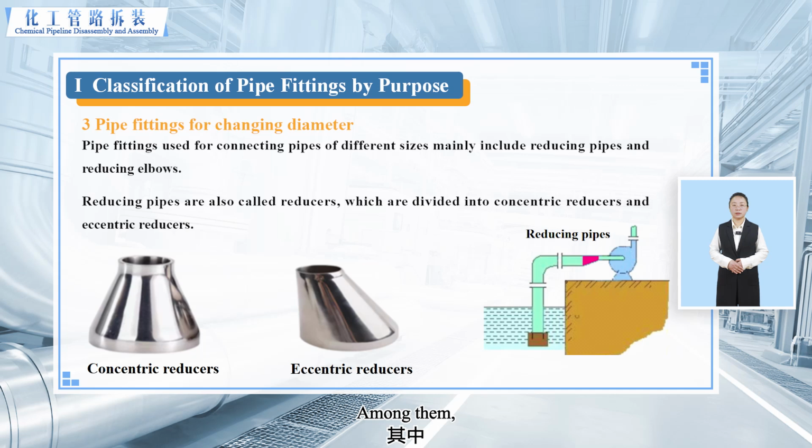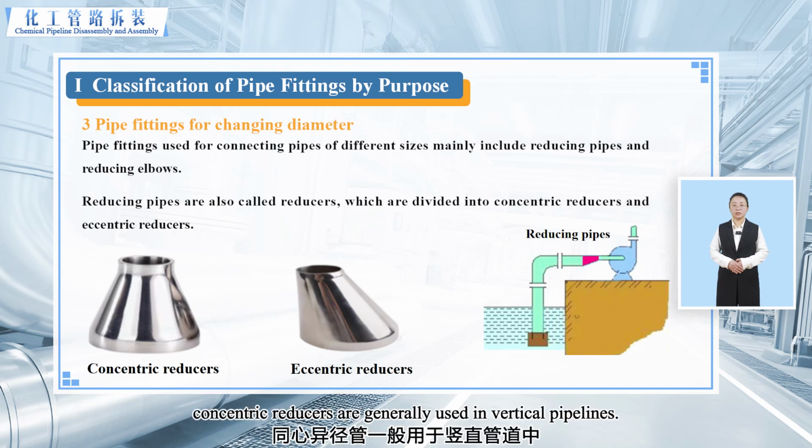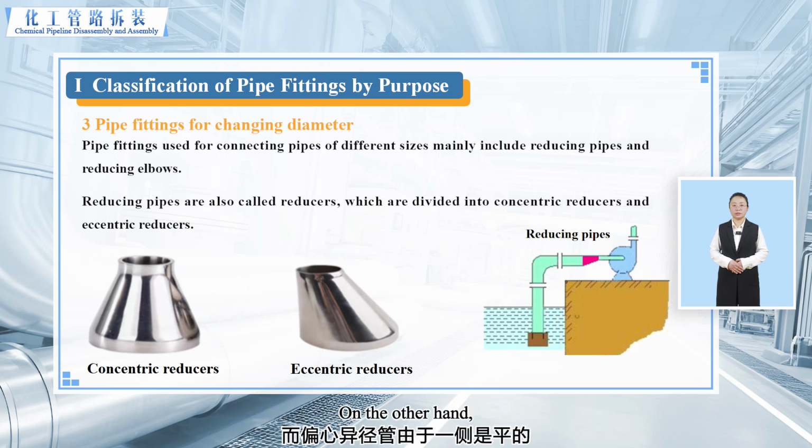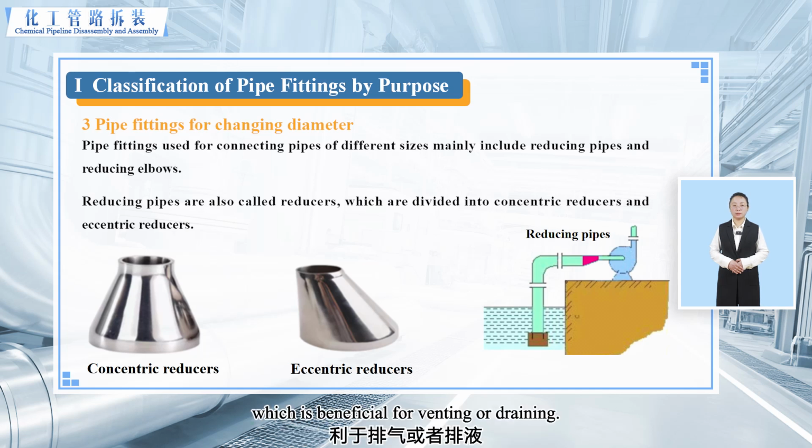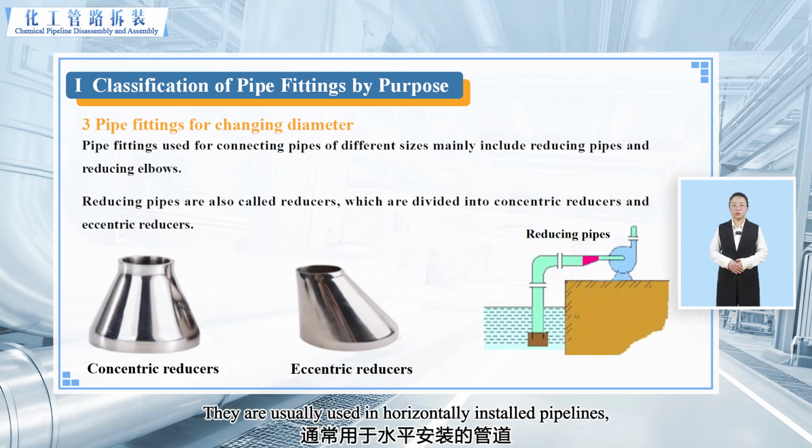Among them, concentric reducers are generally used in vertical pipelines. On the other hand, the eccentric reducer is flat on one side, which is beneficial for venting or draining. They are usually used in horizontally installed pipelines, such as at the pump inlet shown in the right figure.